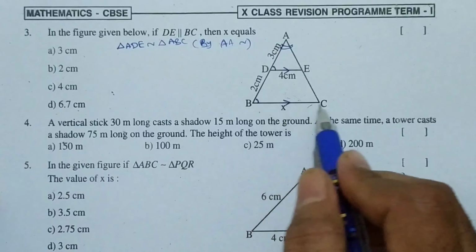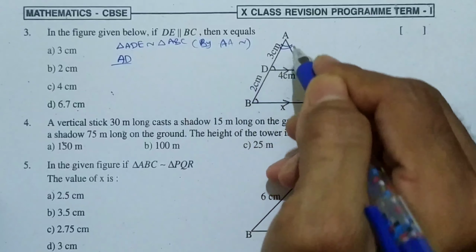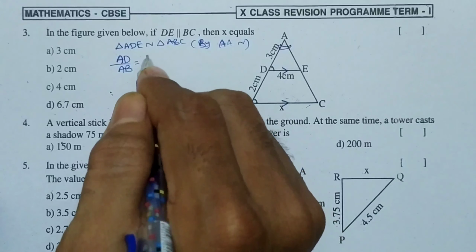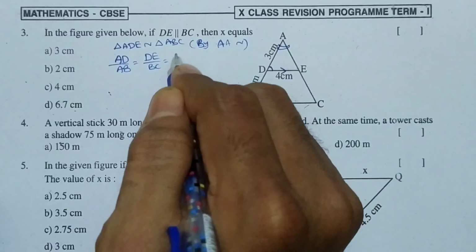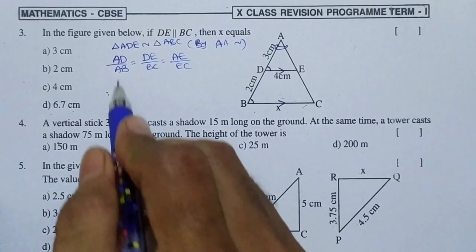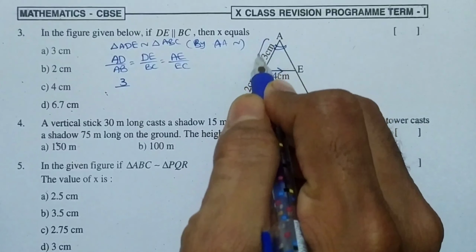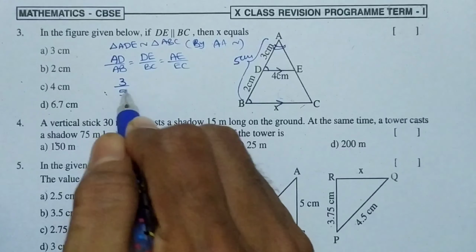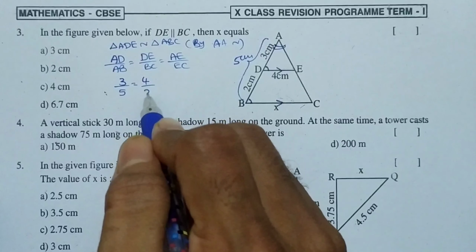Now here let us take the corresponding sides. The question is finding x, so BC is required. So let us take AD by AB is equal to DE by BC, and AE by AC. Now let us substitute all the known values. Here AD is given as 3. So 3 by AB; A to B is 3 plus 2, which is 5. So here AB is 5 and DE is given as 4, and BC we do not know, that is given as x, that is to be found.